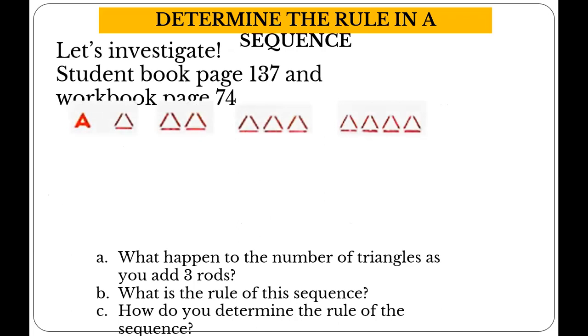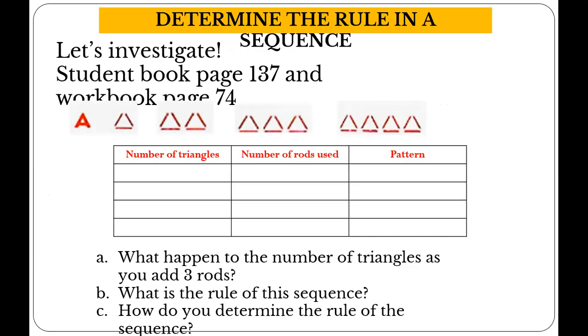So, if you remember, I have given you patterns before, correct? The shape patterns, do you remember? Okay. So we have an example here, but what I want you to do is complete the table. These are the number of patterns, number of triangles. We have 1, 2, 3, and 4. So if we have one triangle, how many rods do we use?